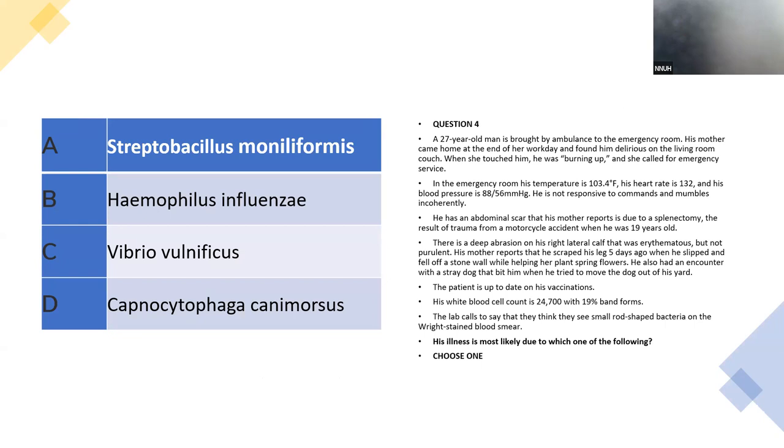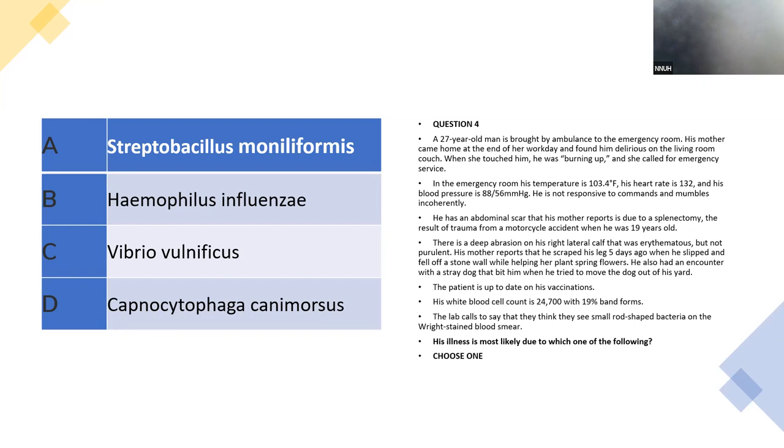A 27-year-old man is brought by ambulance to the emergency room. His mother came home at the end of her workday and found him delirious on the living room couch. When she touched him, he was burning up, and she called for emergency service. In the emergency room, his temperature is 103.4, his heart rate is 132, and his blood pressure is 88/56 mmHg. He is not responsive to commands and mumbles incoherently.